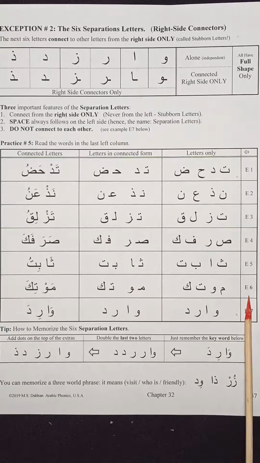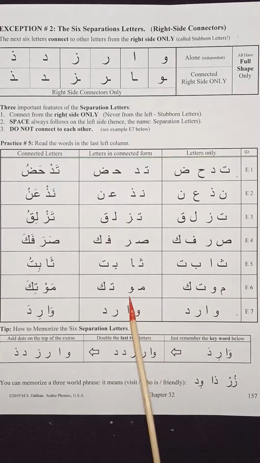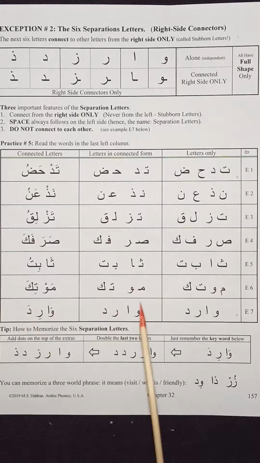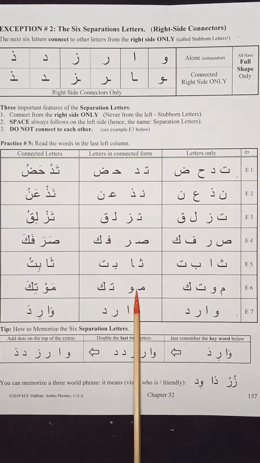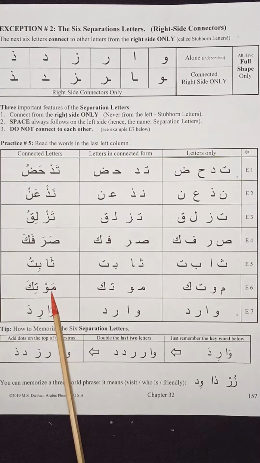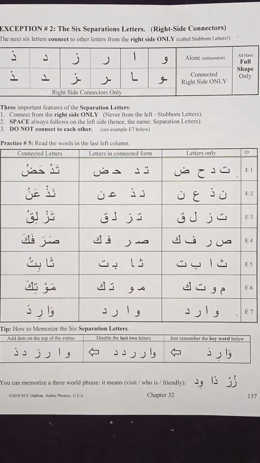Example number 6, we have these letters, the last in full shape, everybody in half shape, and we recognize this one is part of the separation letters up there. So we have only one shape. We glue them together and we throw in some vowels. Mau, tika, mau, tika, 2 syllables.